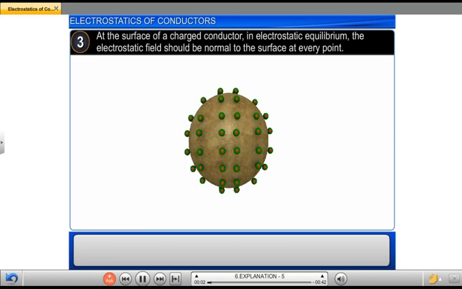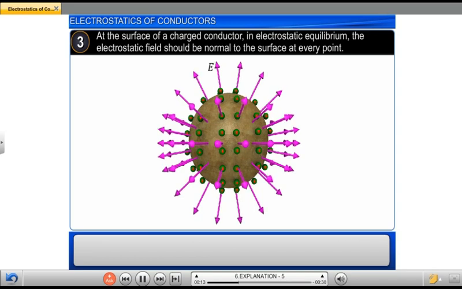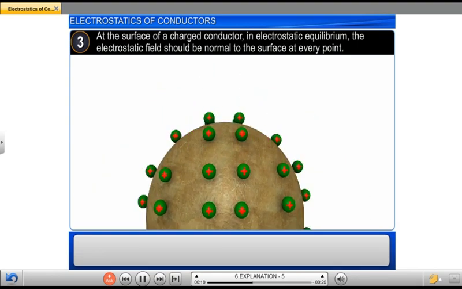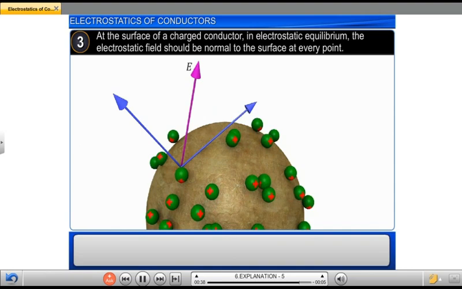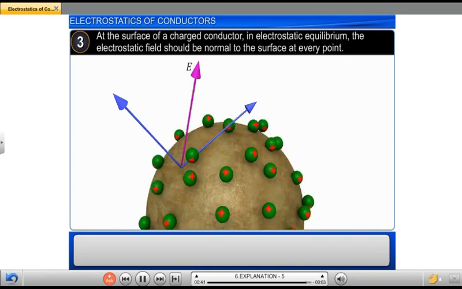Three, at the surface of a charged conductor, in electrostatic equilibrium, the electrostatic field should be normal to the surface at every point. To prove this, for a conductor in electrostatic equilibrium, let us assume that the electric field E due to the charged conductor is not normal to the conductor but as directed. In that case, it will have a component parallel to the surface of the conductor. Then, the free charges on the surface would experience some force and move along the surface.